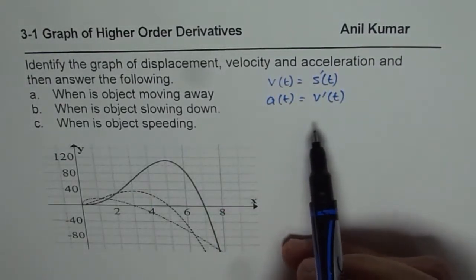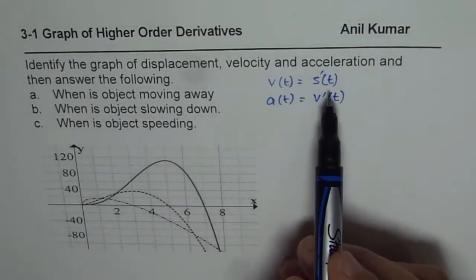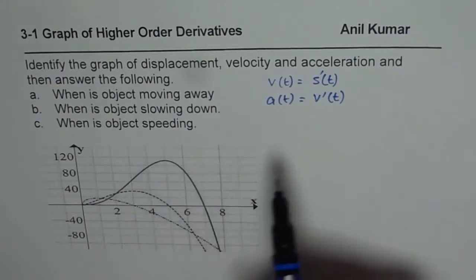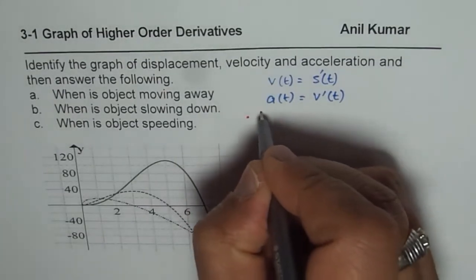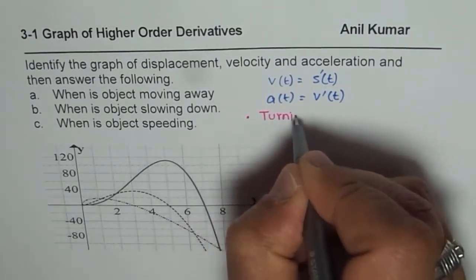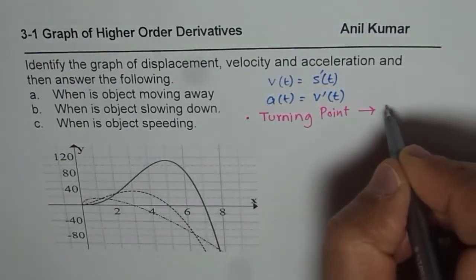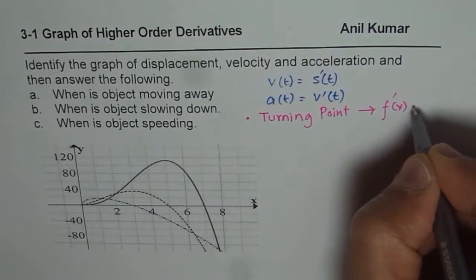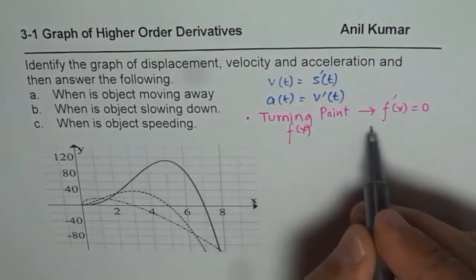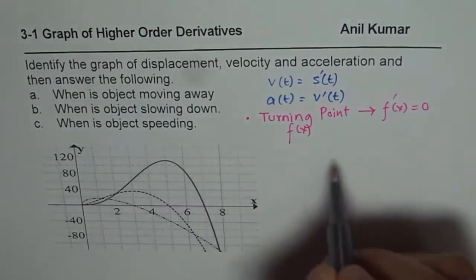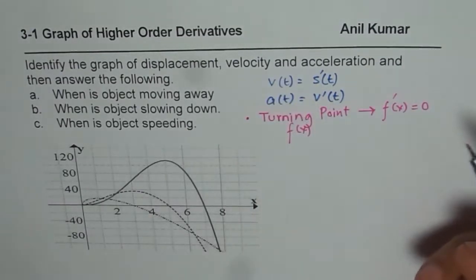Now how do we find which graph is displacement and which is velocity? Basically, on any graph which we select, we have to find turning points. The key issue here is to find turning points and relate them to the derivative: f dash x will be 0 at a turning point. So a turning point of a function will give 0 on the derivative. That is the key to relate these things, since all three are related through derivatives.